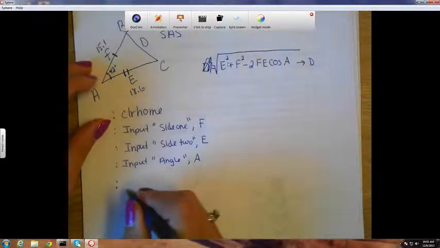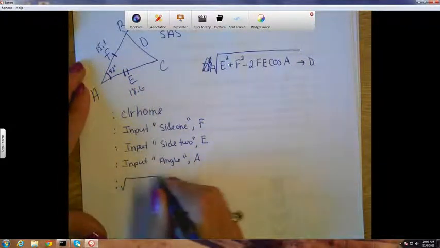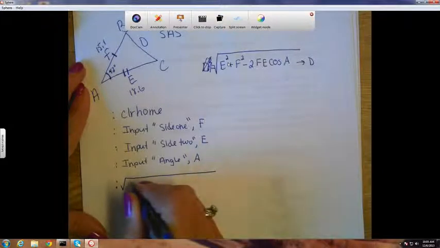So our next line is square root e squared.